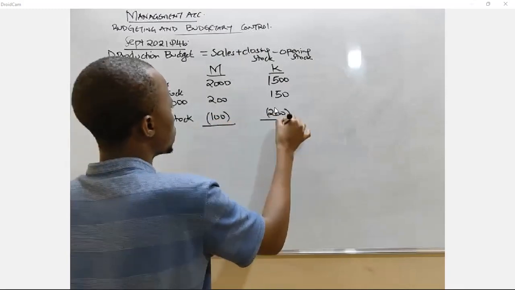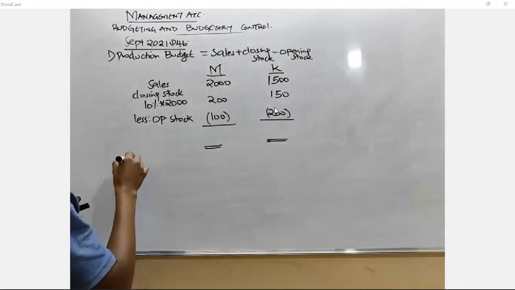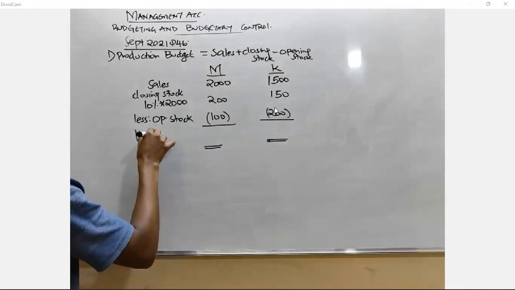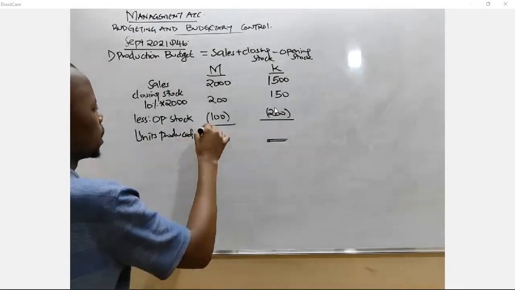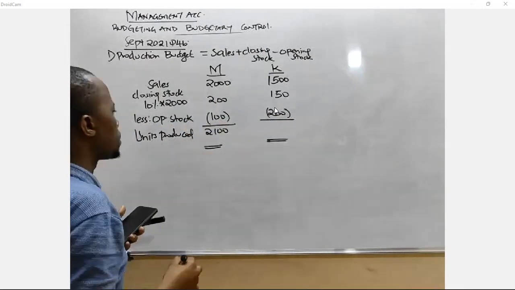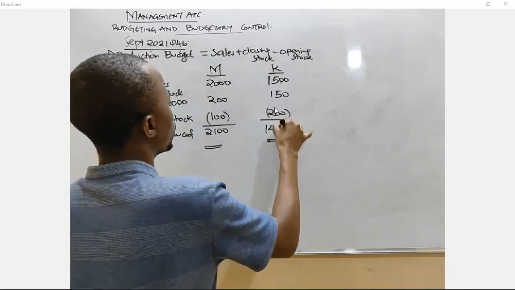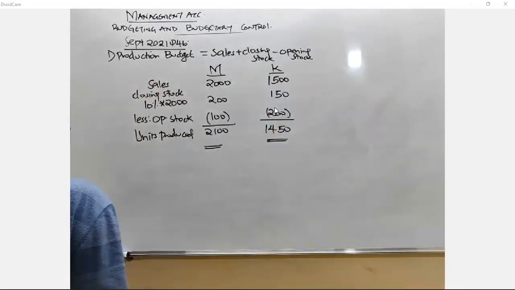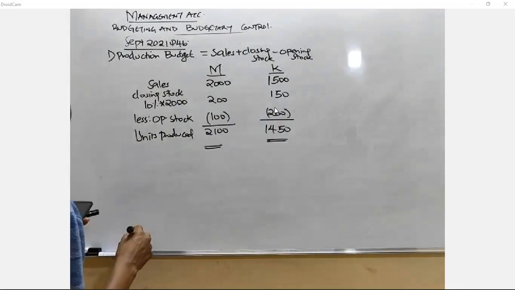So how much is the units produced? Units produced. So the units produced here, I can see it is 2,100. And here should be around 1,450 units. We can go to requirement number 2.